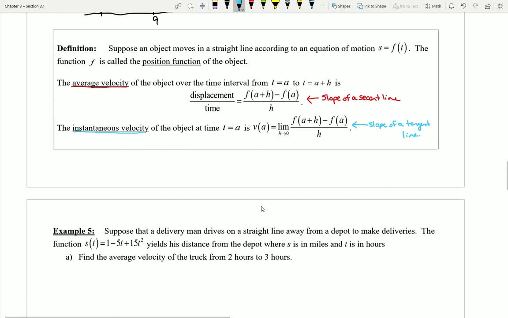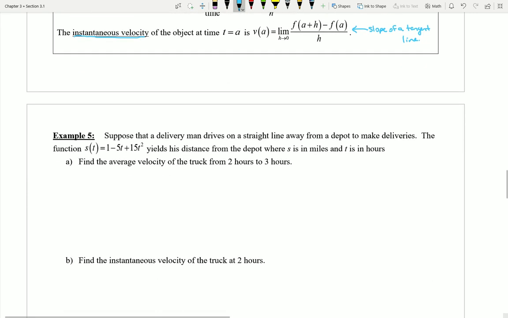Let's take a look here at example number 5. Suppose a delivery man drives on a straight line away from the depot to make deliveries. You can imagine a little picture: here's the building, there's the depot, and you get a little truck. This is me sketching out an awesome truck, right? It's got some wheels, boom. And it's moving out to make some deliveries. So he drives over here, and then maybe at some point he drives back, and maybe there's houses along the way. So the function s of t computes the total distance away he is from the depot. s is measured in miles. t is measured in how long this person has been driving.